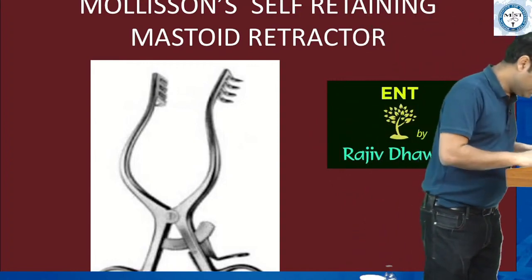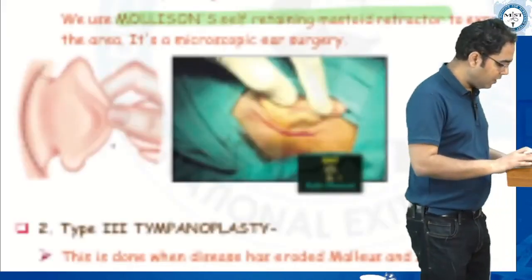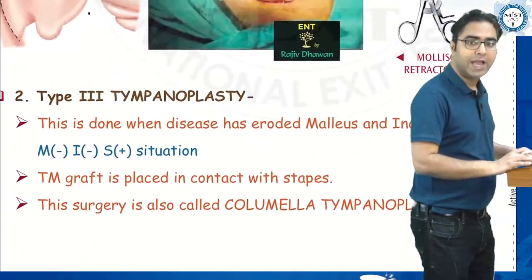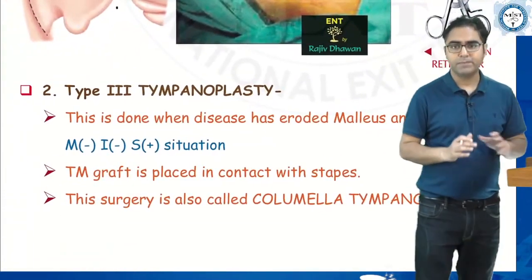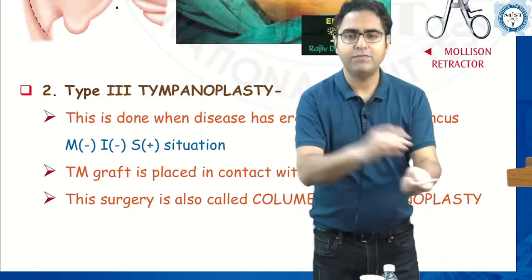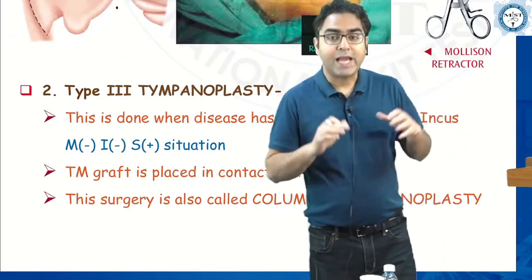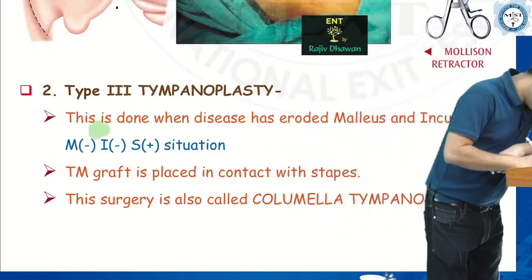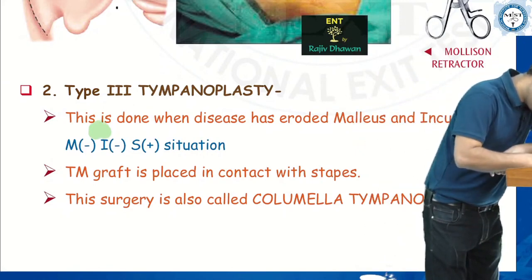Okay. Now there are some other surgery options. Type 3 tympanoplasty, the second surgery. Now myringoplasty is a very simple surgery. Perforation, graft, finished. Nothing else. But type 3 tympanoplasty is done.